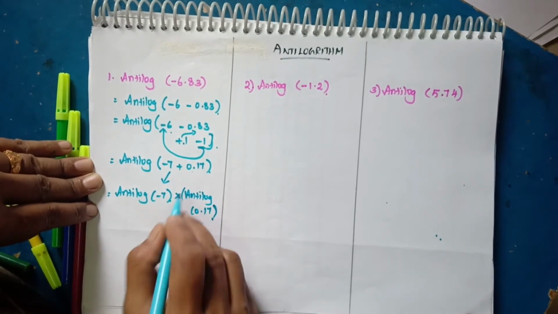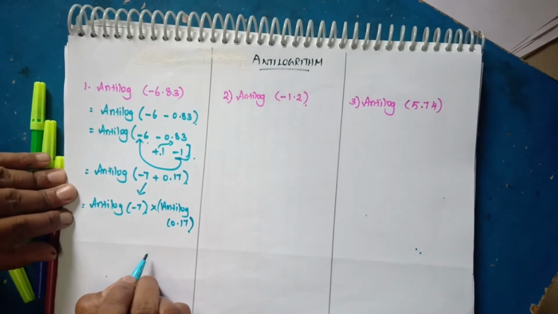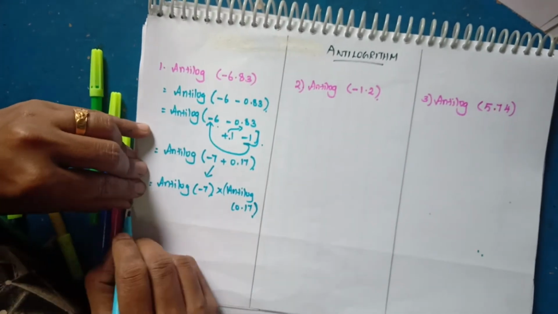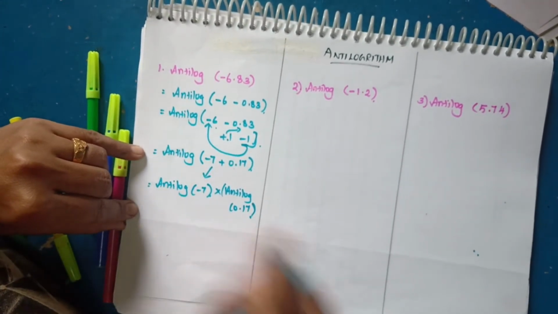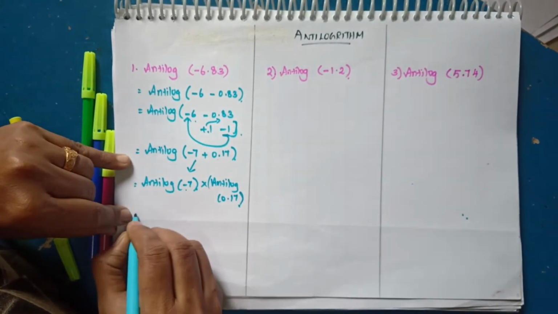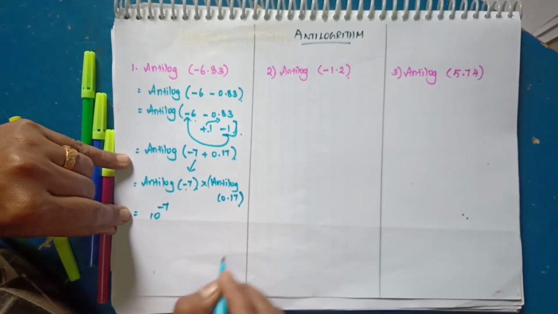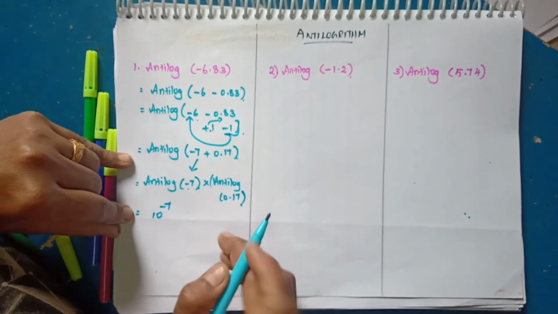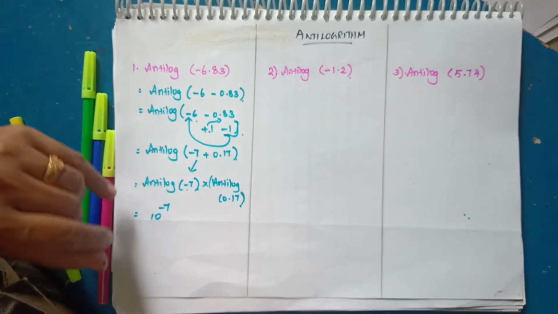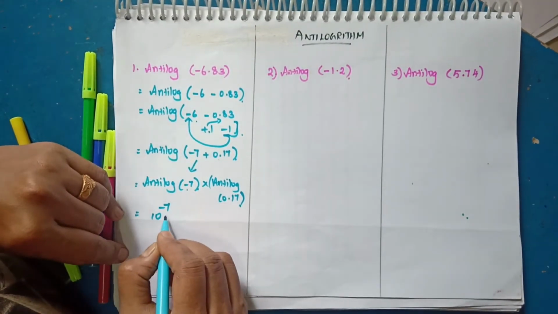Okay, anti-log of 0.17 and anti-log of minus 7. Fine. Now see, it is a minus 7, so we don't need to bother about that. You have to take it as it is, 10 power minus 7. We have already seen that log of 10 power minus 7 comes as minus 7, as it is the value. So anti-log of minus 7 is always going to be 10 power minus 7.